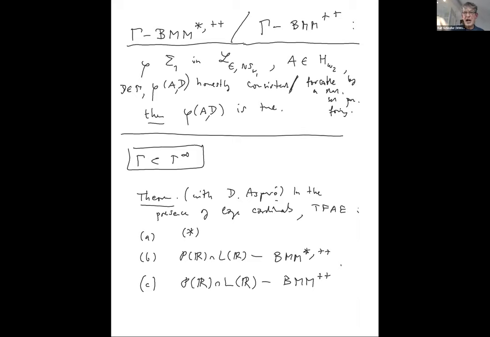So B and C are equivalent by the previous slide, and then it turns out they are both equivalent to this axiom star, which was introduced by Hugh Woodin.